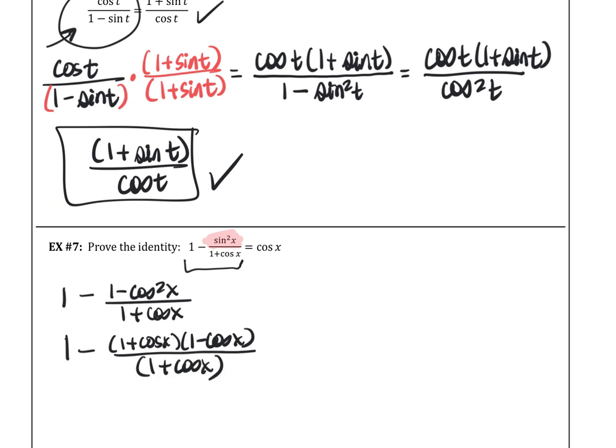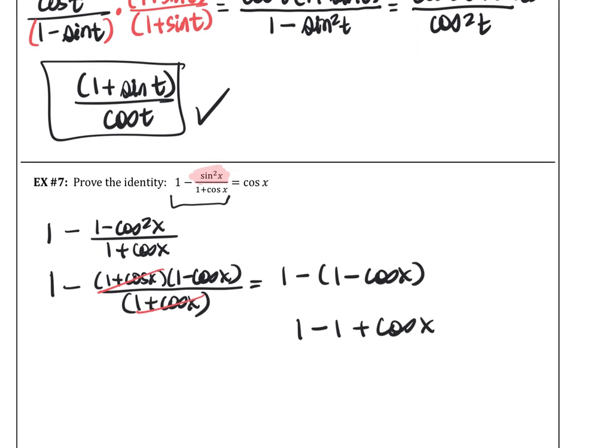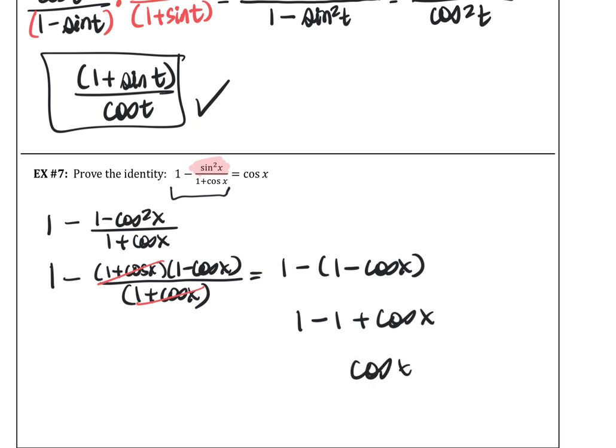And there are different methods you can use. You don't necessarily have to choose the ones that I did. You may not even recognize the ones that I did, and that's okay. If you're math legal, it should get you there. So now we have 1 minus 1 plus cosine x, which is just cosine x, which is where we need to be because that's what the other side is. Awesome.